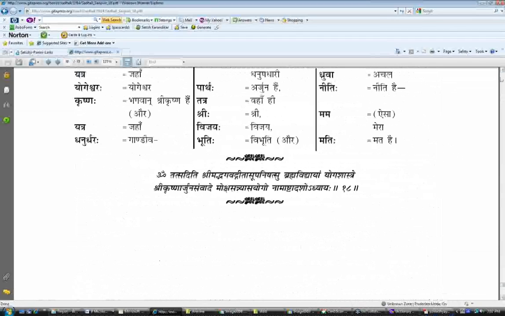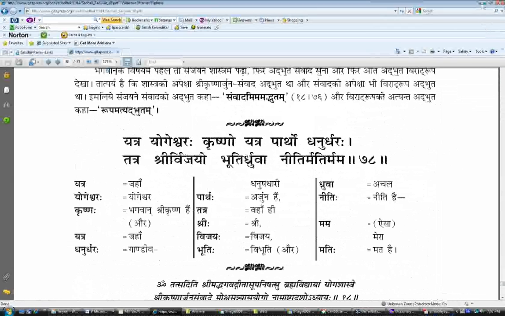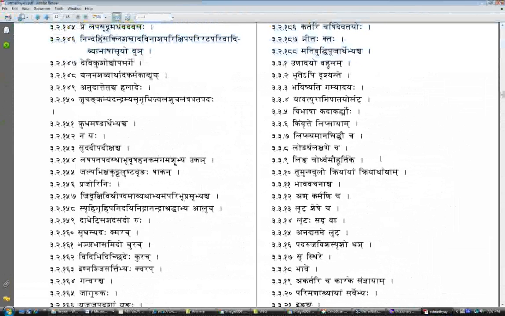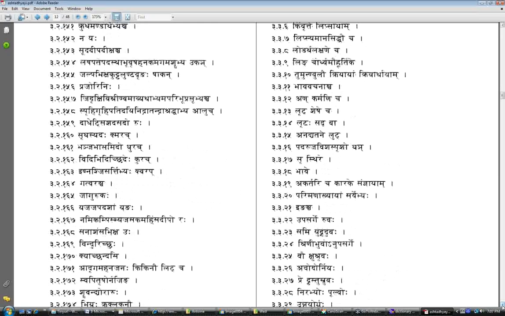Anyway, the question is, if you take mati as intelligence, buddhi, then how do we get the meaning of that by which you think? That is because of this adhikara of akartricha karake sanyayam. These affixes, of which tin is a part, can be used in the sense of bhave, just the meaning of the verb. So if man is to think, mati is thinking.